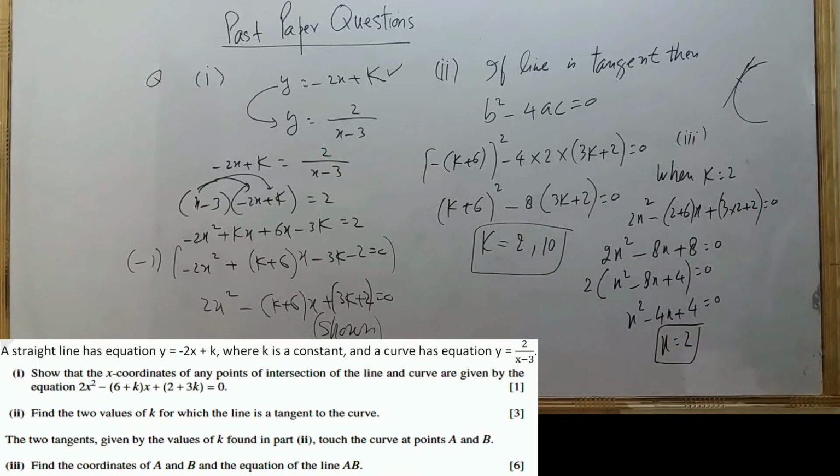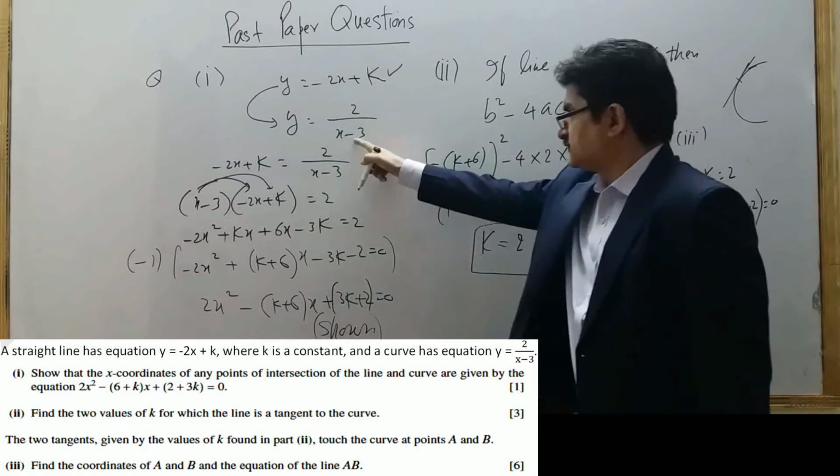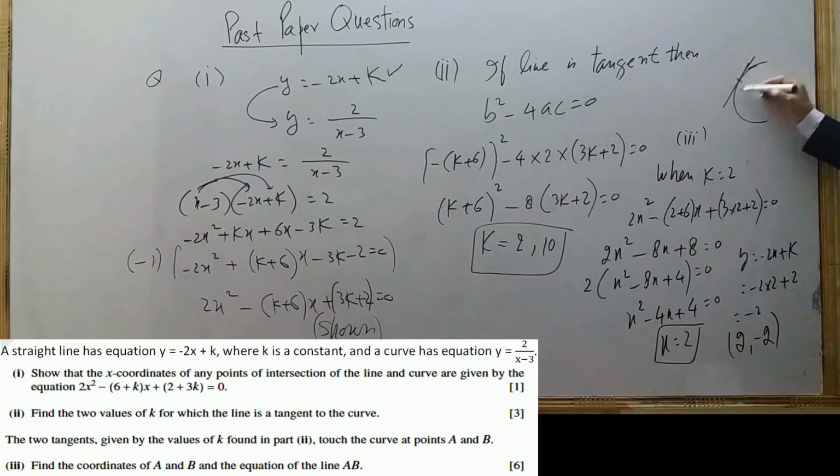Now how will you find y? When x is 2, you will put into this equation. You can also find this y from this equation. So in this equation, minus 2x plus k, put the values, minus 2 into 2, and you have the value of k 2. This will be minus 2. So we have a point 2 and minus 2. This is one point. So this is the point where this line is tangent to this curve.